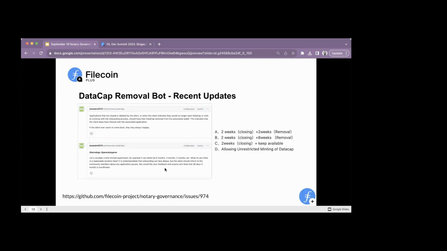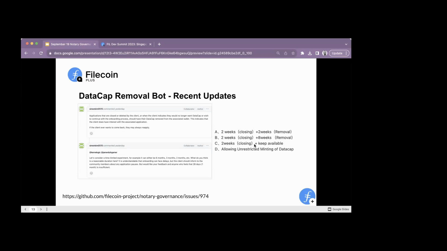In the chat of this issue, a lot of discussion has taken place. On the call this morning, Simon flagged that if you look here, some proposals were raised. Hey, we'd like to see it at two weeks open and two weeks additional after closing.